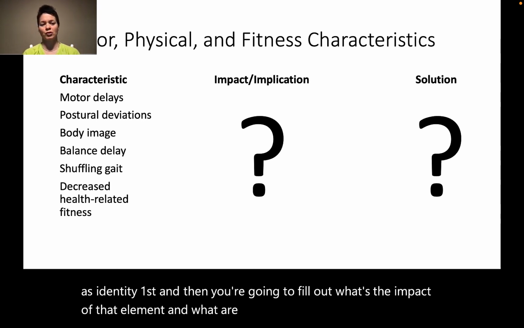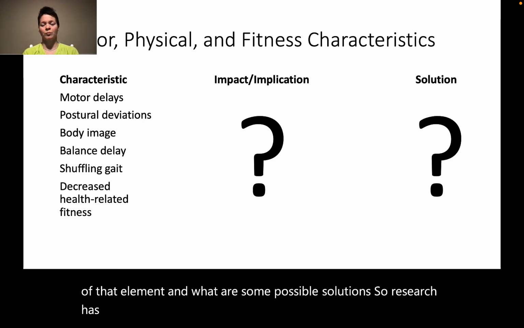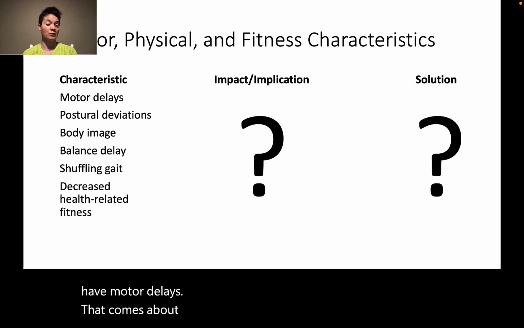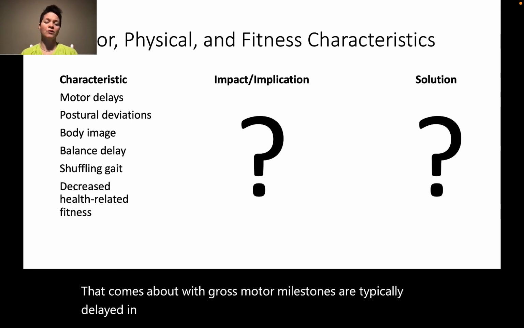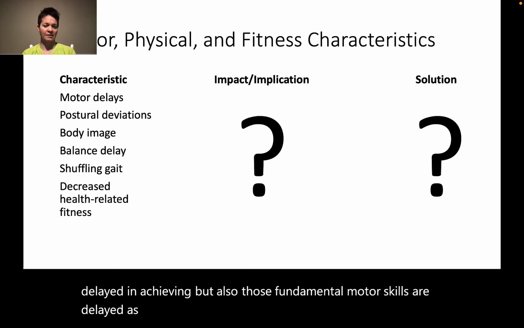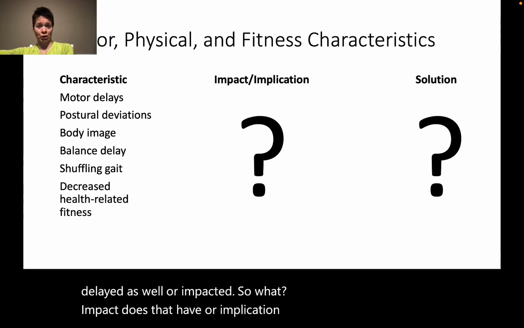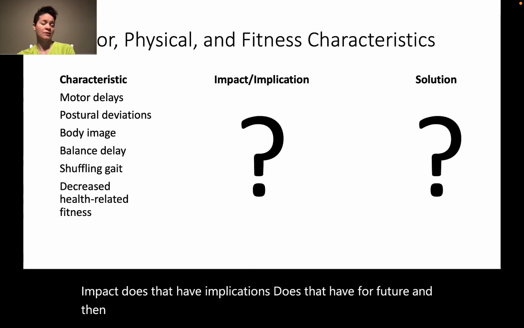And then you're going to fill out what's the impact of that element and what are some possible solutions. So research has shown that individuals who are blind or visually impaired do have motor delays. Gross motor milestones are typically delayed in being achieved, but also those fundamental motor skills are delayed or impacted. So what implication does that have for the future? And then what are some solutions to deal with motor delays?